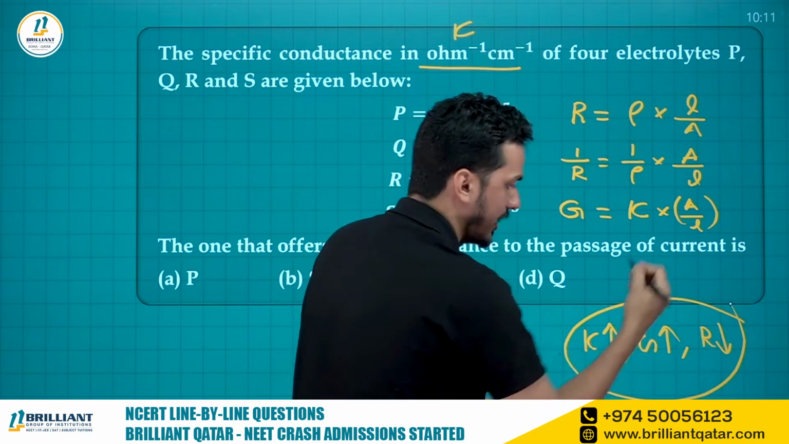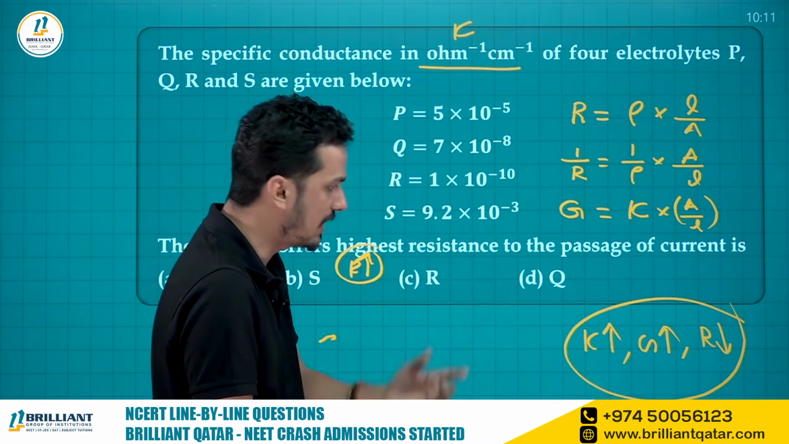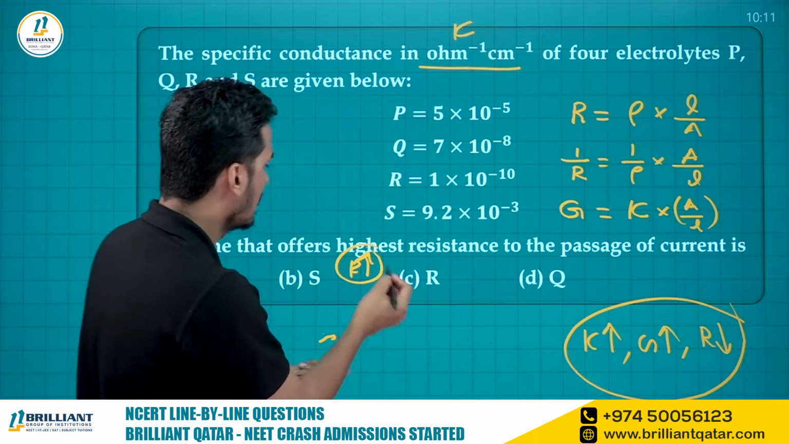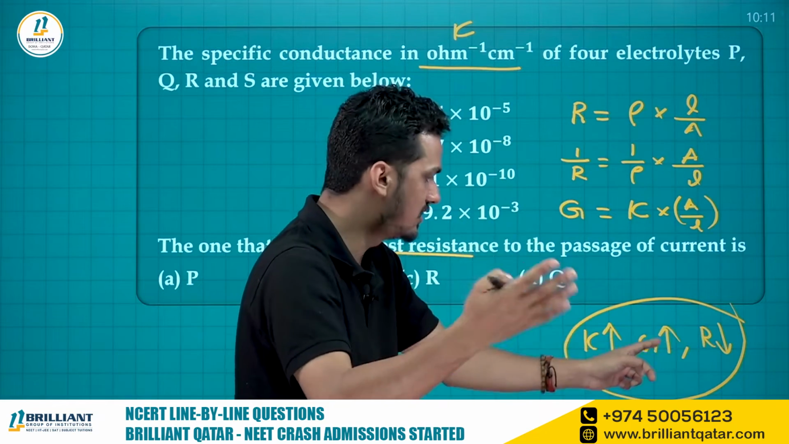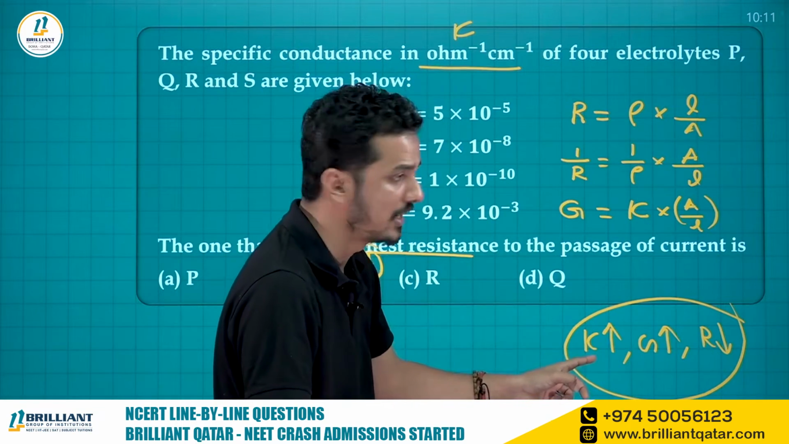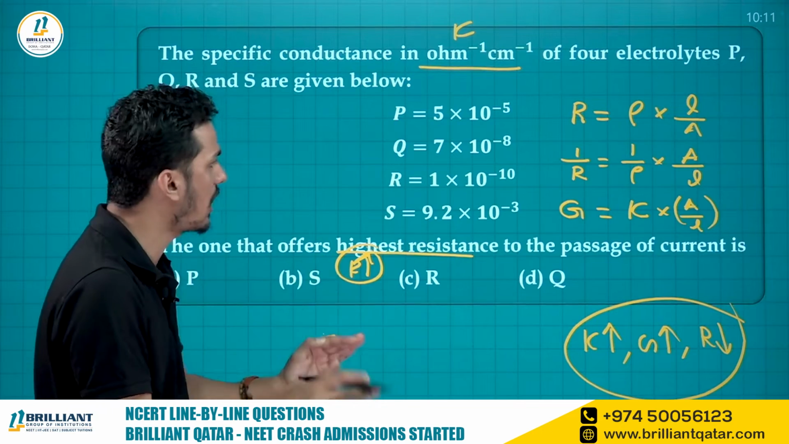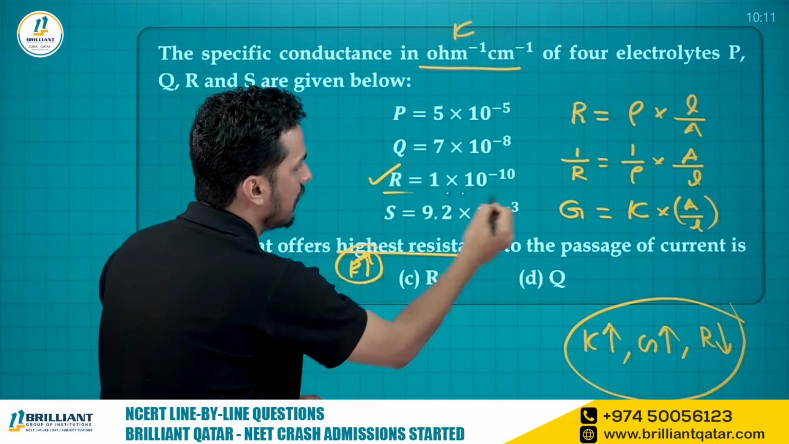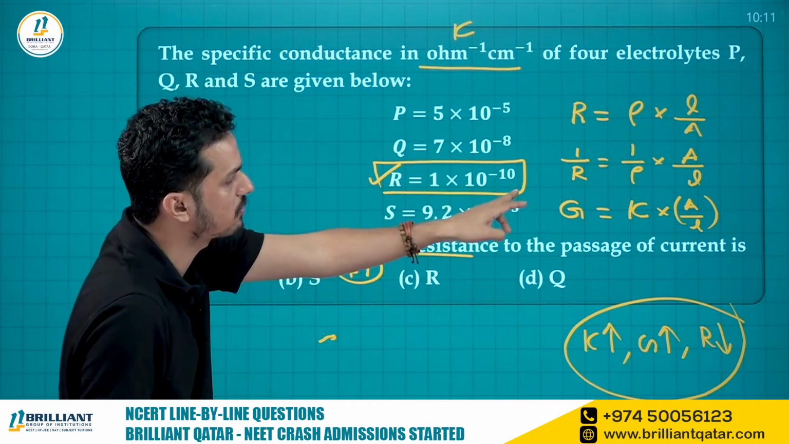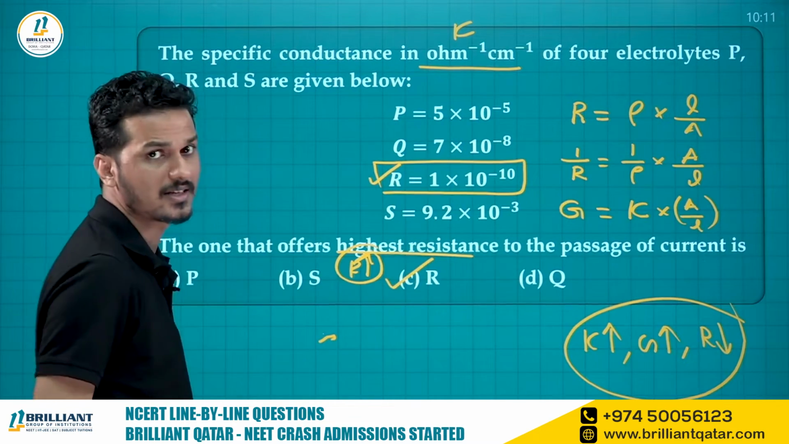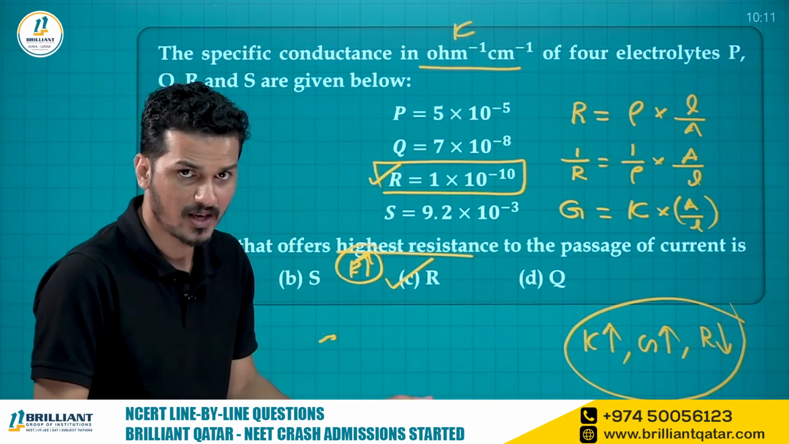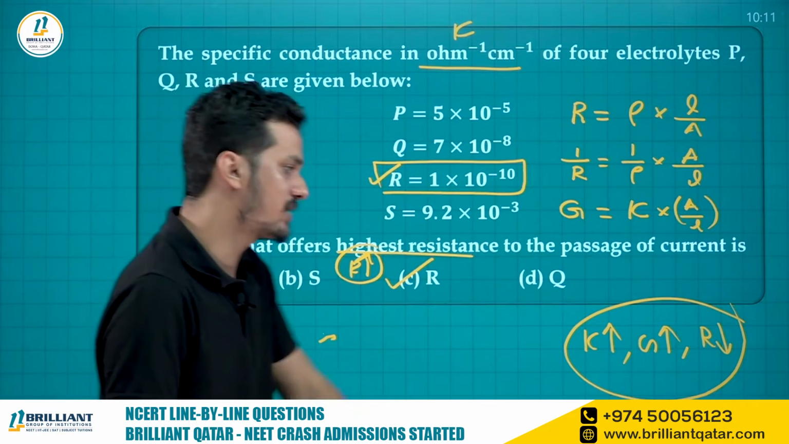Resistance decreases. From that idea, what are they asking? They are asking highest resistance. So if resistance is high, G will be less, kappa will be less. So which one will have low kappa? The one with R, 1 into 10 raised to minus 10, is the smallest number among them. So option C is the correct answer. I hope you guys got it. If so, then we can go to the next question, guys.